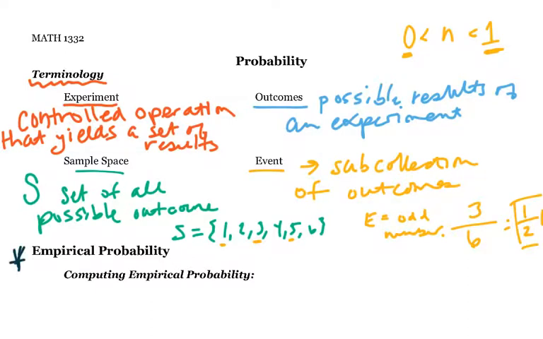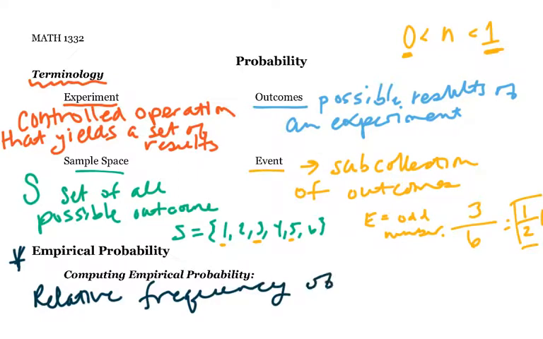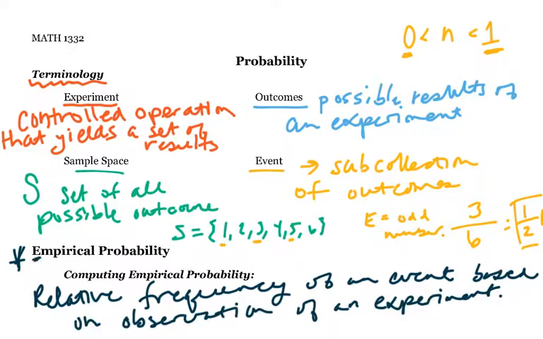Now, empirical probability is actually the relative frequency of an event based on observation of an experiment. You can think of empirical probability being our experimental probability, in that you actually perform the experiment and see the results. That is very different from theoretical probability, which we are also going to look at.